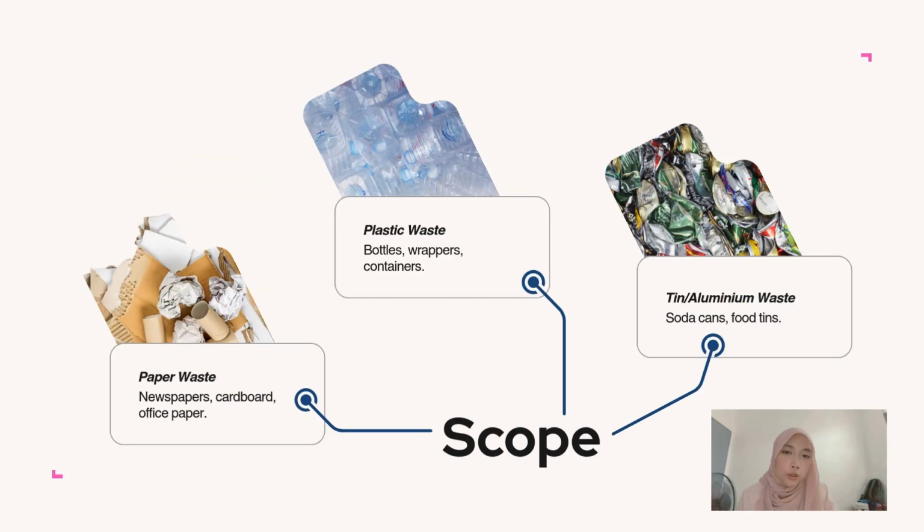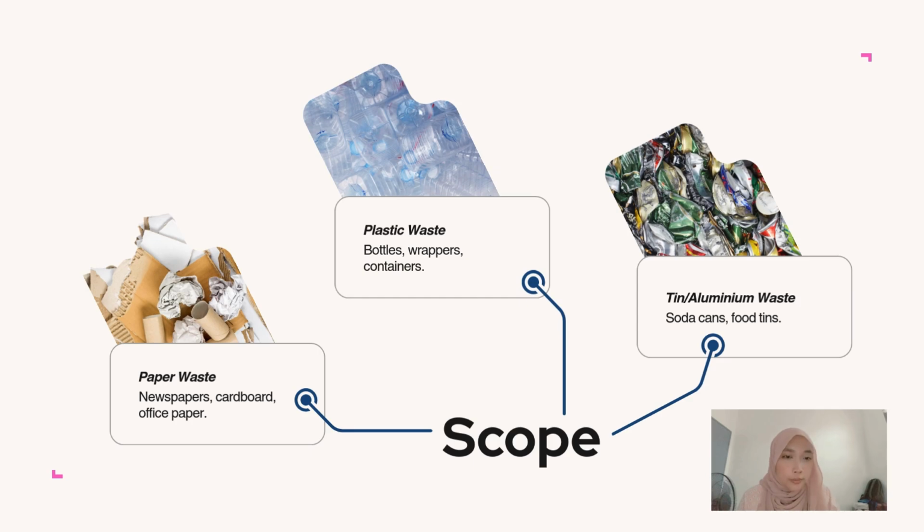So we have three scopes. The first one is paper waste, and then we have plastic waste and tin or aluminium waste. For paper waste, we have such as newspaper, cardboard, and office paper. For plastic waste, for example, bottles, wrappers, or containers, and for tin or aluminium waste, such as soda cans or food tins.